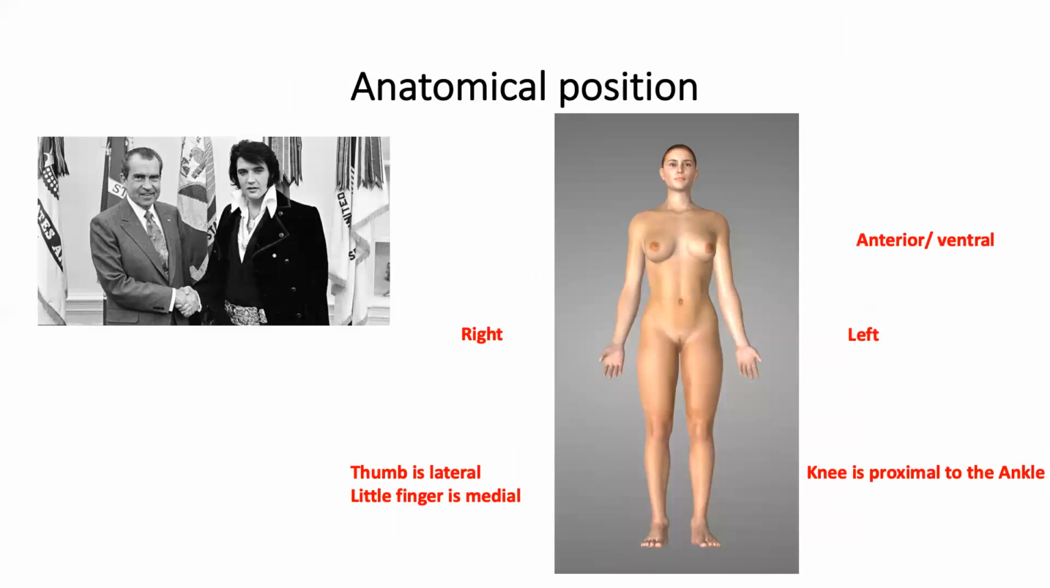This is the beginning of our anatomy lecture. And this is the anatomical position. I believe you know who they are. This is President Richard Nixon, and this is Elvis Presley. So what are they doing? They are shaking hands. Which hands are they using? They are using the right hands.